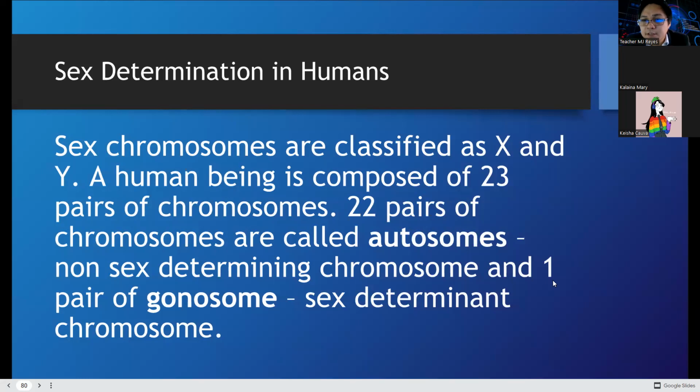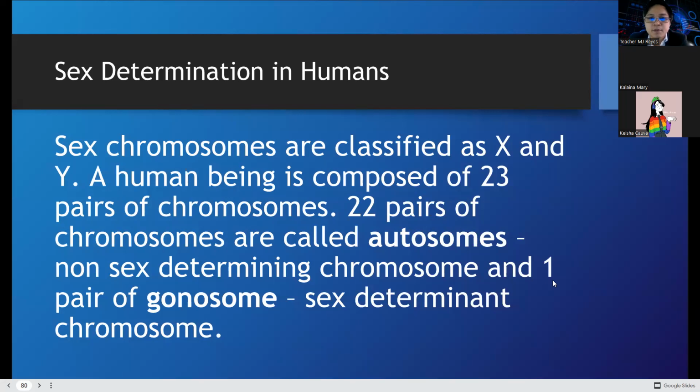Come again, Keisha? 46. Okay, correct, 46. Because the 23 of it came from the sperm or male gametes, and the other 23 of it came from the female gametes or egg.